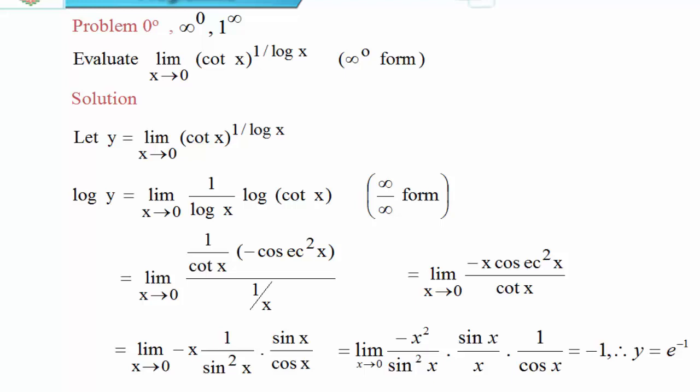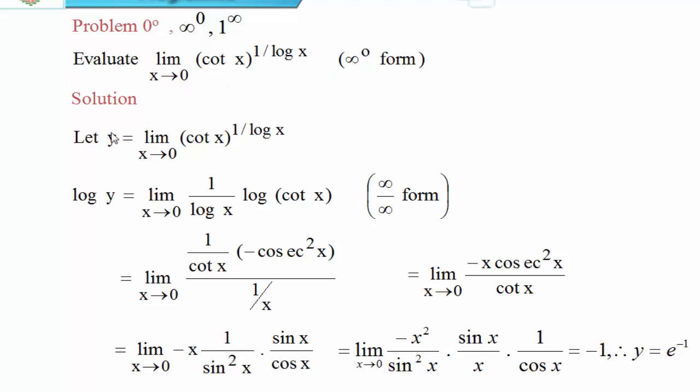Limit of (cot x) raised to 1 upon log x. If you replace x by 0, because x tends to 0, cot 0 will be infinity and log 0 is infinity, and 1 upon infinity is 0. So this problem has the form infinity raised to 0. Though it is not given, in this way we can mention it.